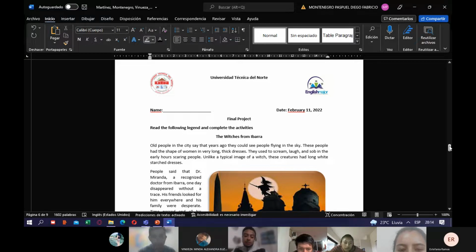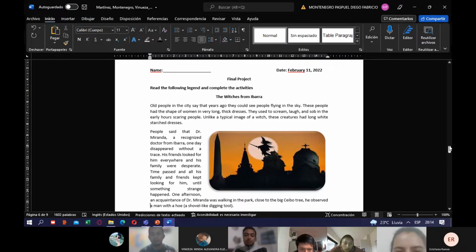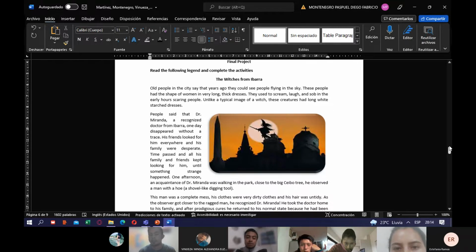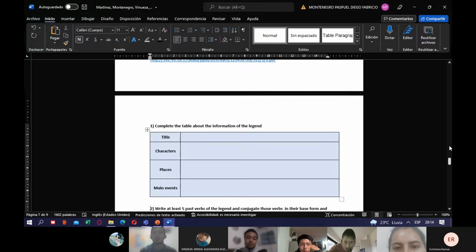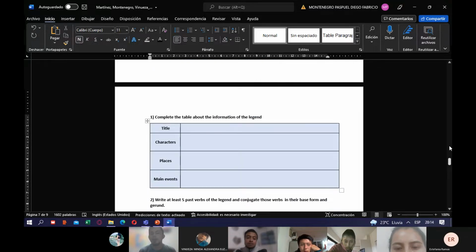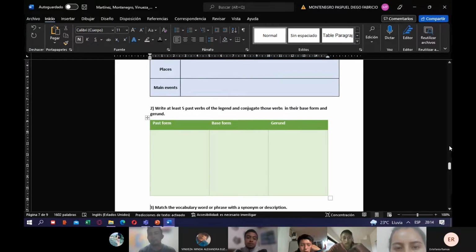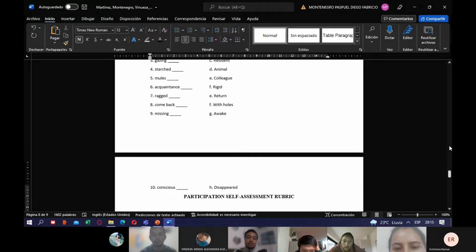Okay. In this final activity, we have different parts. The first one is this legend. You have to read carefully. Please take into account the elements of the structure that we learned during this year. And remember verbs, nouns, also Roman structures, dot, final dot, commas, all types of structures.